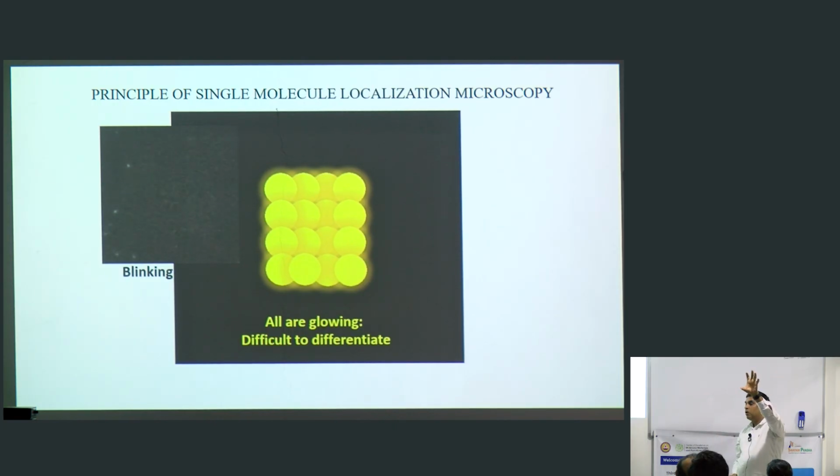I have only one light on, the others are basically off. So off means within that blinking time scale, these are off, this is on. So what can we do? We can capture that position by capturing the point spread function maximum intensity, and that's what is being done here.